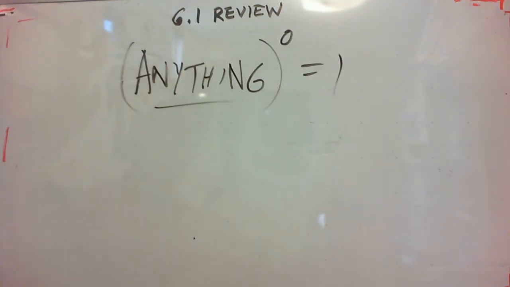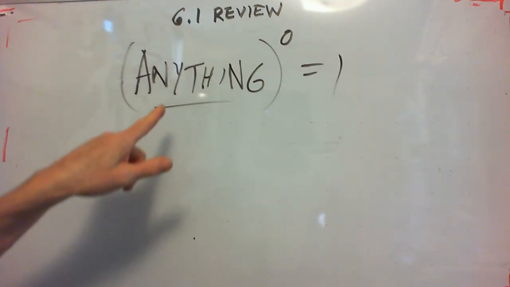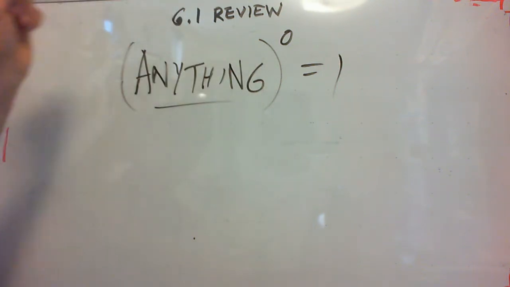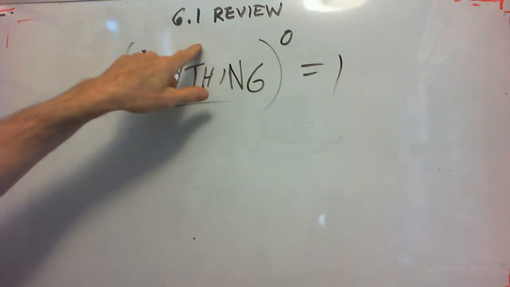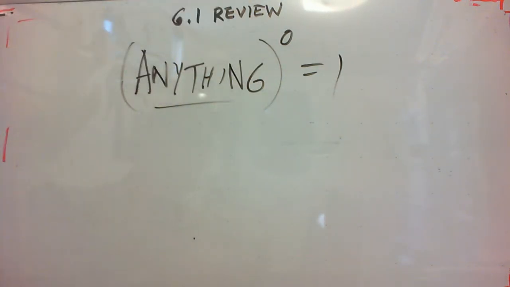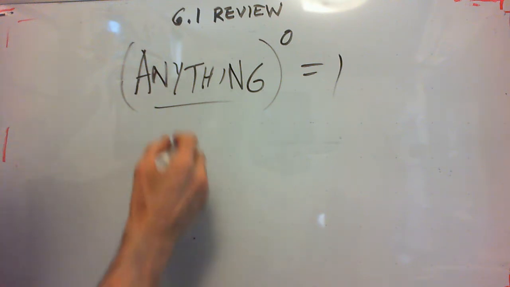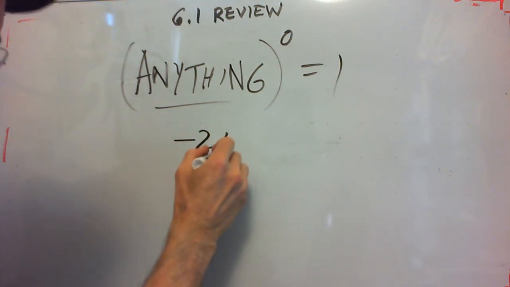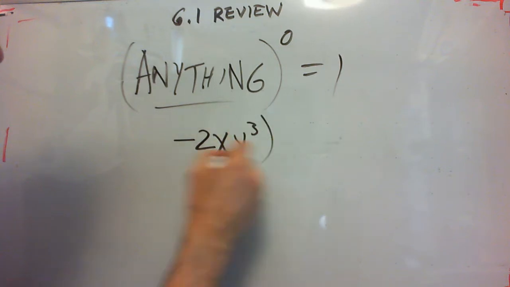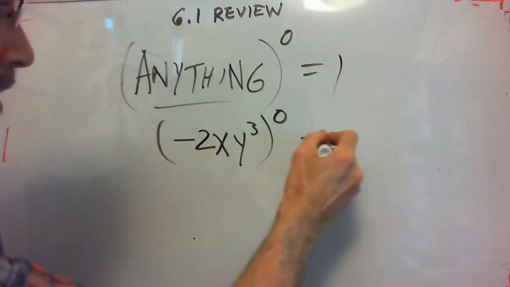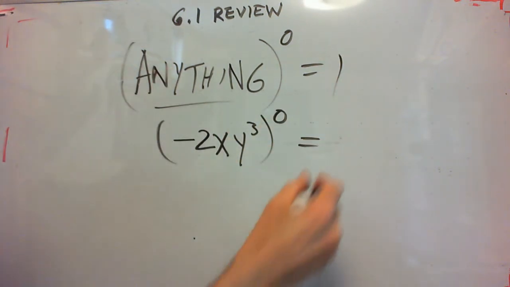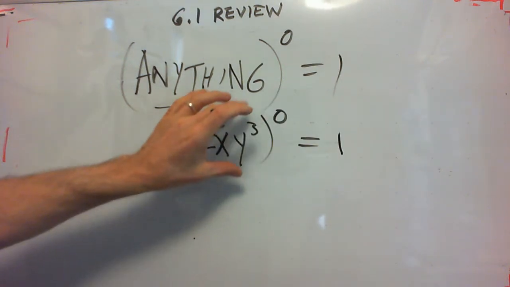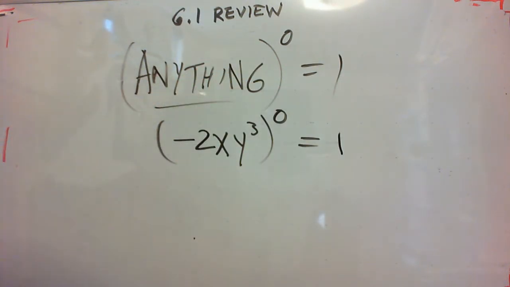The next problem deals with the 0 power. If you have the 0 power of anything, positive or negative, it equals 1. The only exception is 0 to the 0, which is not defined. But anything other than 0, even if it's negative, your answer is 1. So a problem like number 9 of the homework, negative 2x y to the 3rd raised to the 0. Well, it's 1. That's it. Anything to the 0 is 1 except 0 itself.